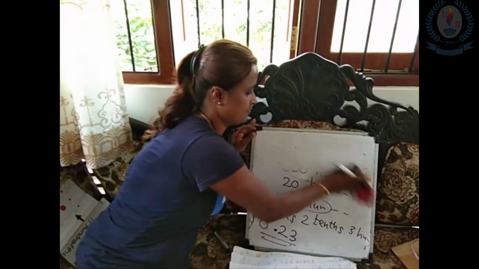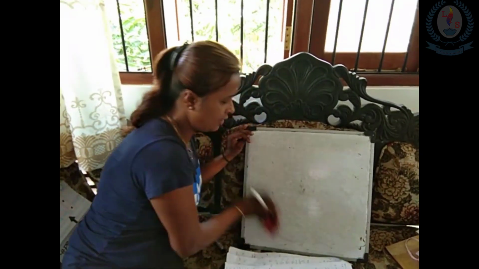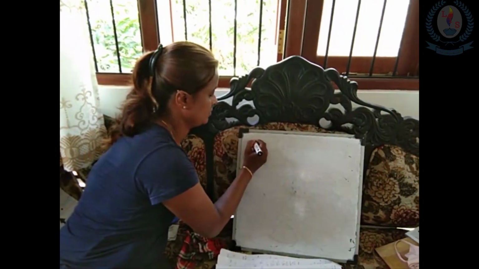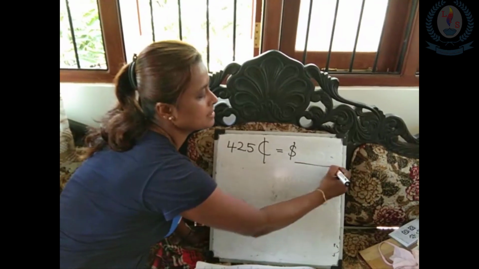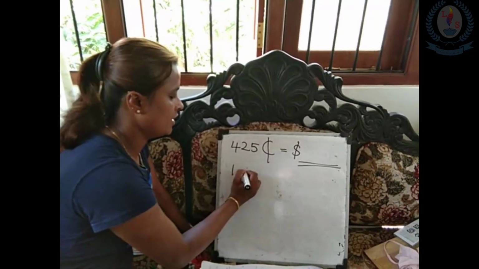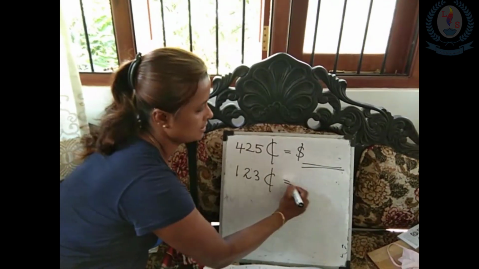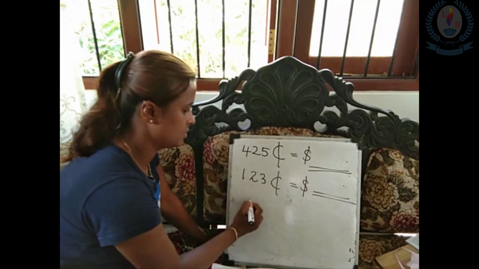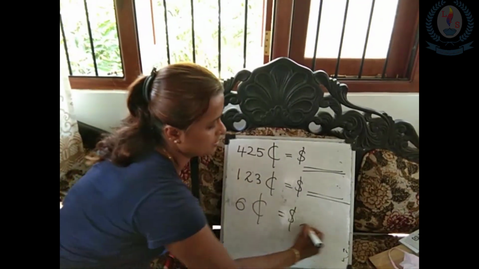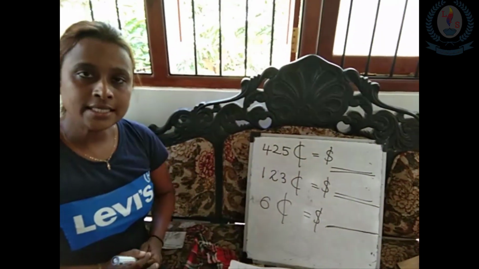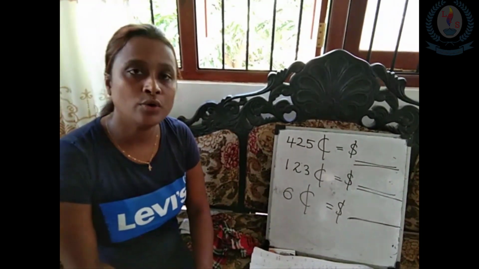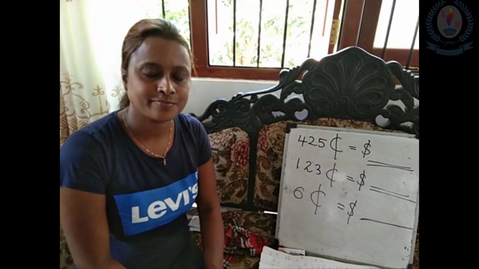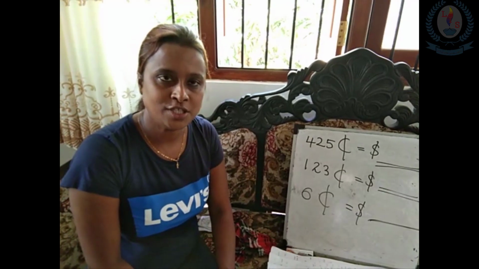I will give you some activities by myself and write these money in decimal form. 425 cents in decimal form means as a dollar. 123 cents in decimal form, $6 in decimal form. Now I think it's clear to you. We have discussed about tens and hundreds and how to write them as decimals. Let's meet in the next chapter. Okay, bye.